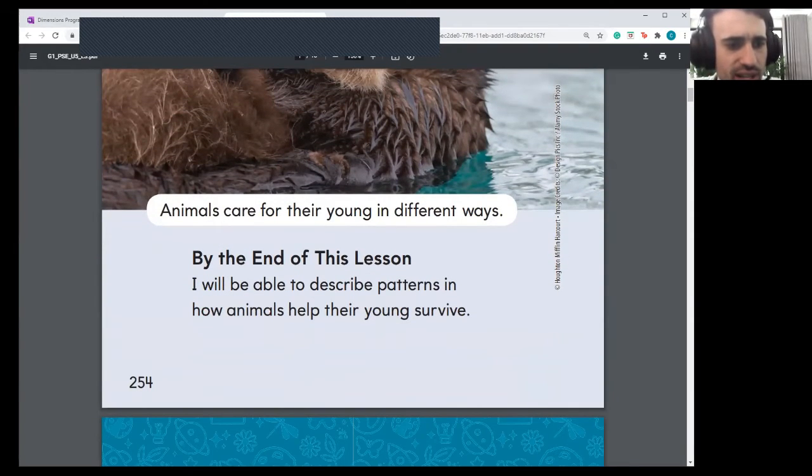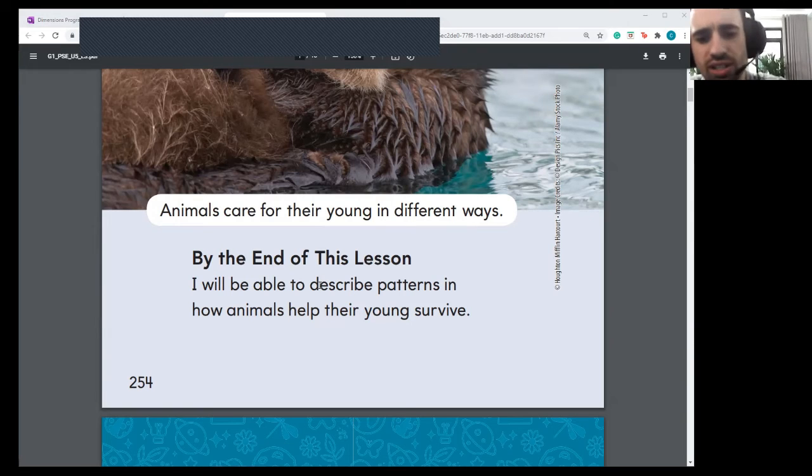Let's continue reading. Okay, Maihua, can you please read the next part? Animals care for their young in different ways. Very good. And can you read the next one for me? Just read the whole thing. By the end of this lesson, I will be able to describe patterns in how animals help their young survive.